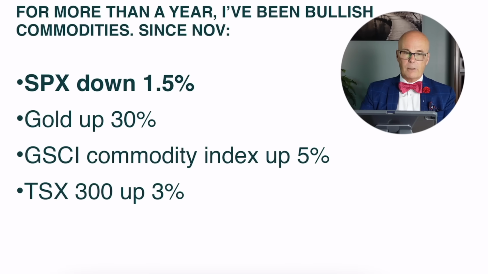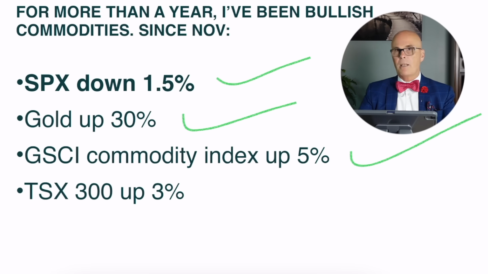Well, let's take a look at what's happened since the election in 2024. The S&P's down 1.5%, but gold is up 30%. The commodity index itself is up about 5%, and the TSX, which is a commodity-orientated market that I began telling you the first couple of days of January was going to outperform the S&P 500. Well, it's been doing okay too on a relative basis. It's up about 3%. So let's take a look at some of those indexes very quickly.